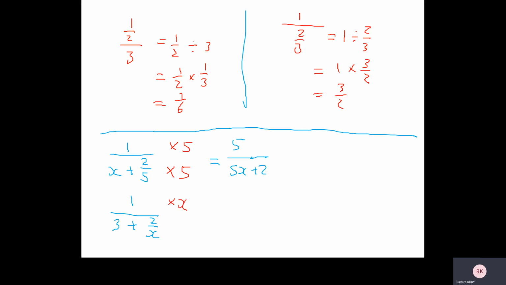So multiplying top and bottom by x. If we multiply top and bottom by x, we get rid of the fraction. We get x on the top. Well, we don't get rid of all the fractions. We get rid of the fraction within the fraction. We get 3x plus 2 on the bottom there.